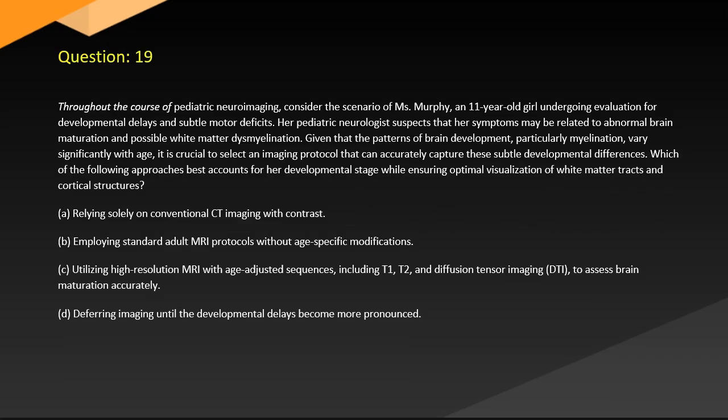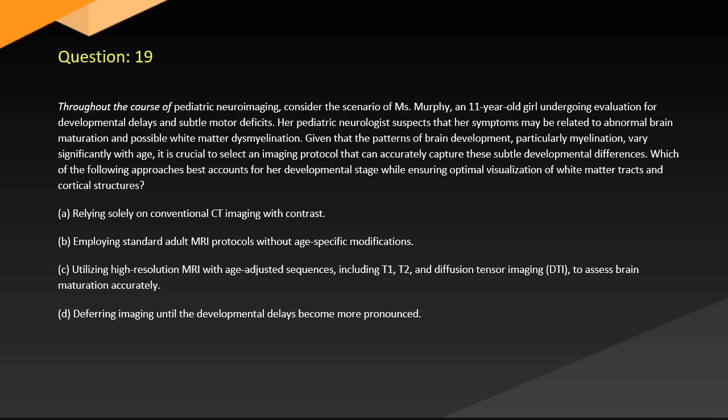Question 19. Throughout the course of pediatric neuroimaging, consider the scenario of Ms. Murphy, an 11-year-old girl undergoing evaluation for developmental delays and supple motor deficits. Her pediatric neurologist suspects that her symptoms may be related to abnormal brain maturation and possible white matter dysmyelination. Given that the patterns of brain development, particularly myelination, vary significantly with age, it is crucial to select an imaging protocol that can accurately capture these subtle developmental differences.